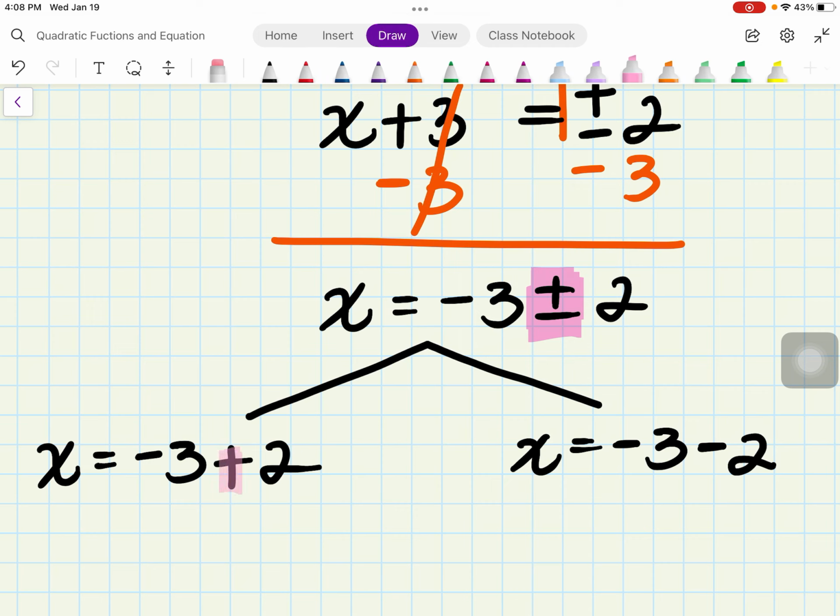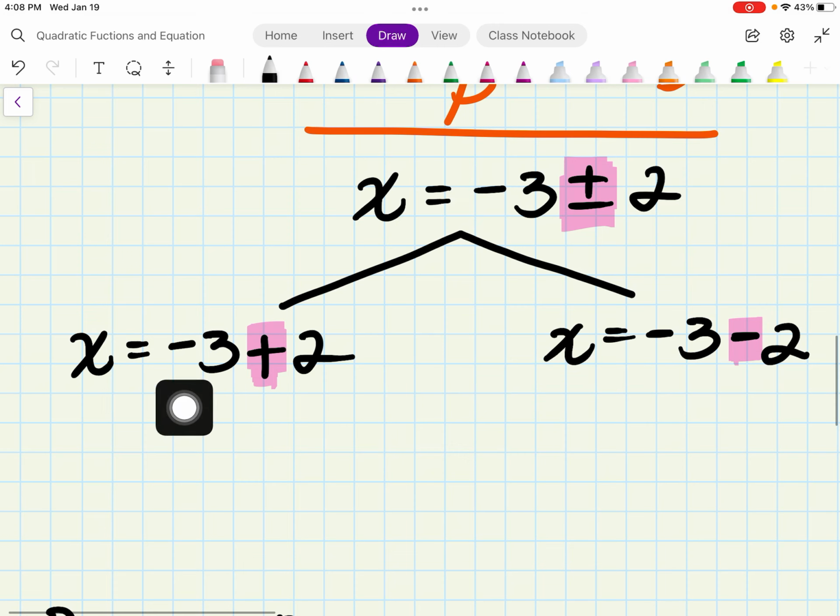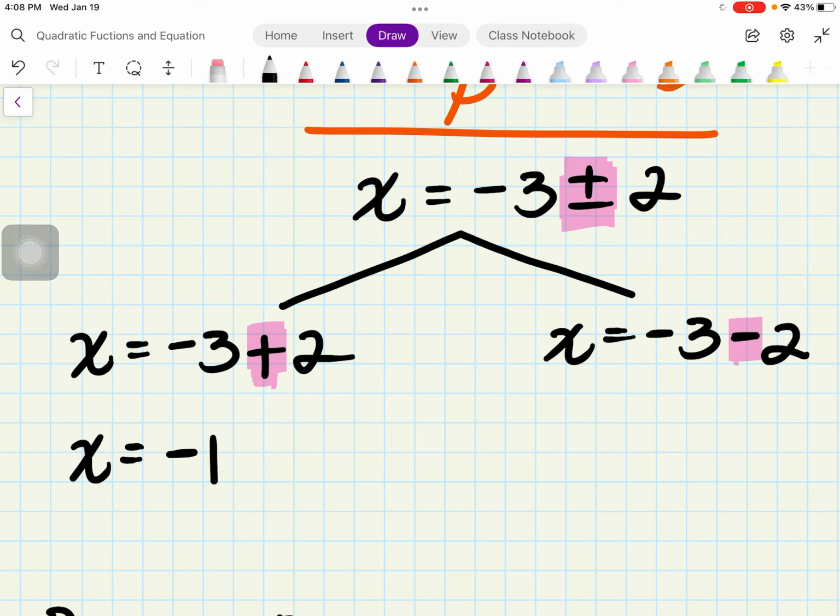Once again, guys, we did say that we do have a plus or minus sign, which means there's two solutions there. I have a positive 2, which we have on this side, and I also have a negative 2, which is there. So let's go ahead and solve for these individually. I have x equals negative 3 plus 2. That in this case is going to be x equal to negative 1.